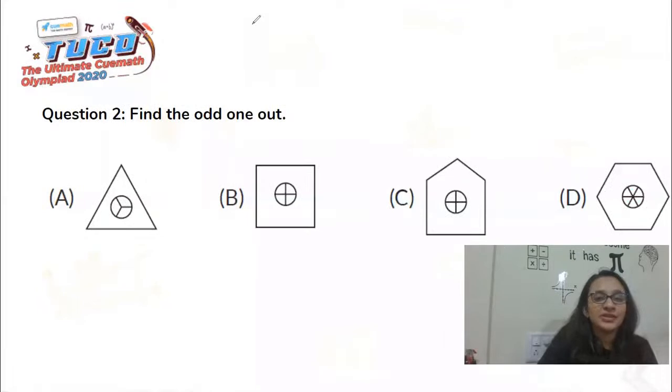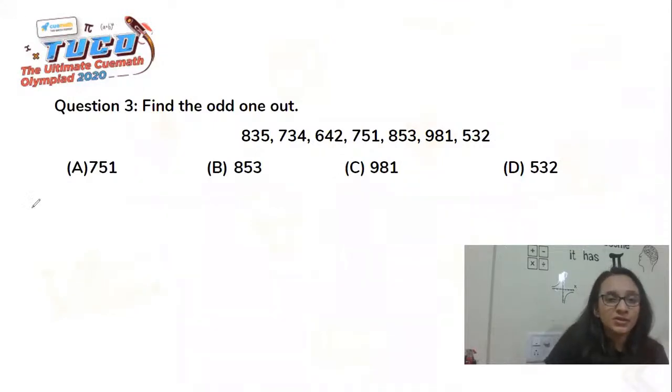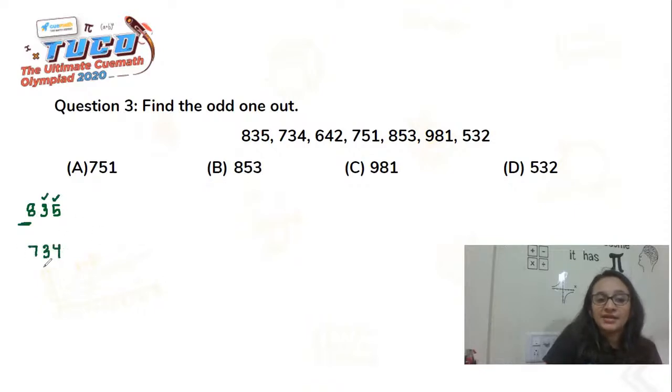So moving on to the next question, we have find the odd one out. Again, we have a set of numbers as we also had in some basic level. So we'll be going through all of these numbers one by one. So we have 835. If you would add up the digits 3 and 5, you would arrive at the digit which is at hundreds place, that is 8. Taking the next number, which is 734. If you would add 3 and 4, you get the digit which is at hundreds place, which is 7.